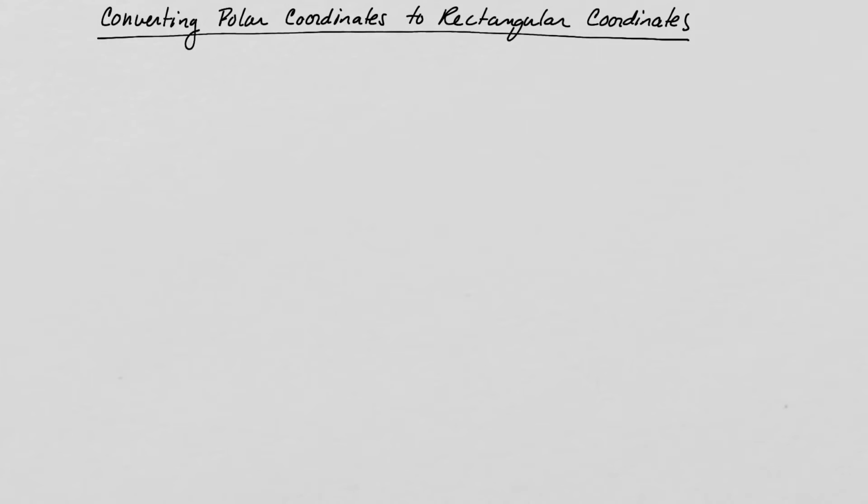In this video, we're going to look at how we convert from polar coordinates to rectangular coordinates. And remember, we talked about the important equations in terms of converting: x squared plus y squared equals r squared, x equals r cosine theta, y equals r sine theta, and the tangent of theta is equal to y over x.